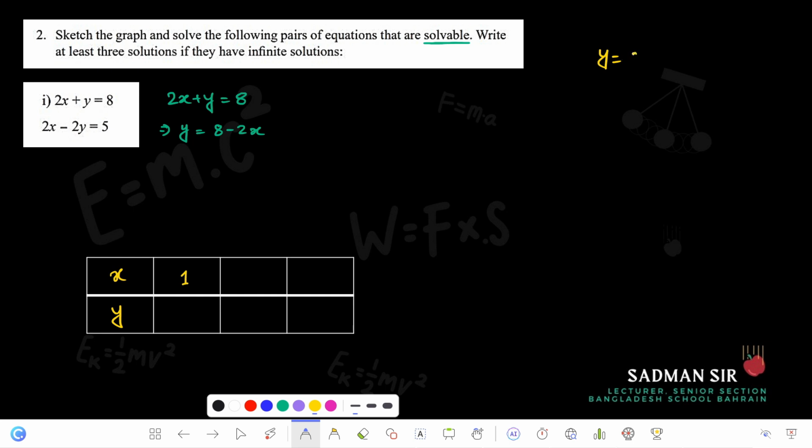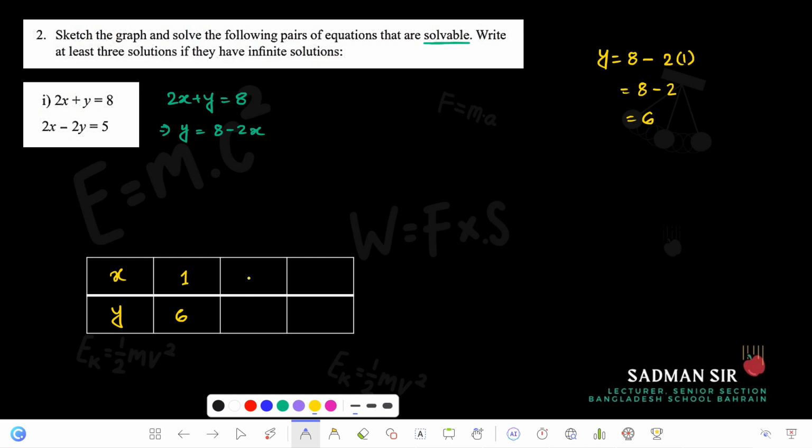It's up to you. 8 minus, if x is replaced by 1, then 2 into 1. So we will get 8 minus 2 ones are 2, 6. So the value of y we will get 6 for the value of x 1. So like that, the value of x we will be choosing, and for that, from this equation we will be getting the value of y.